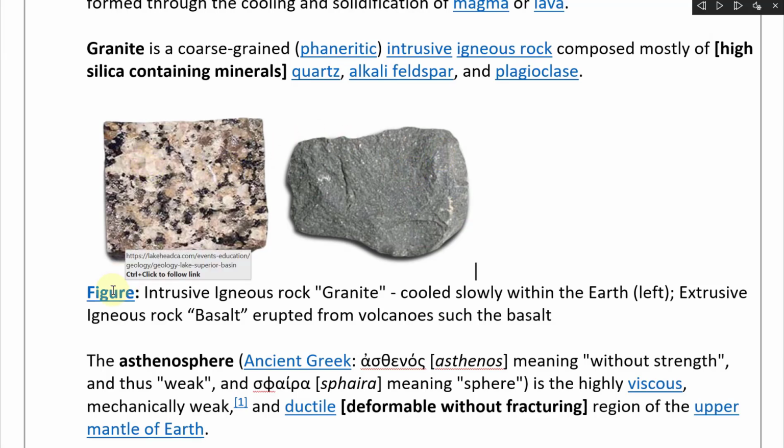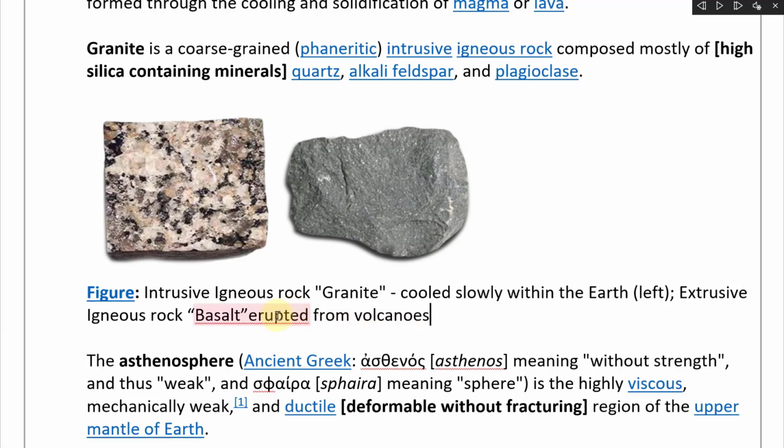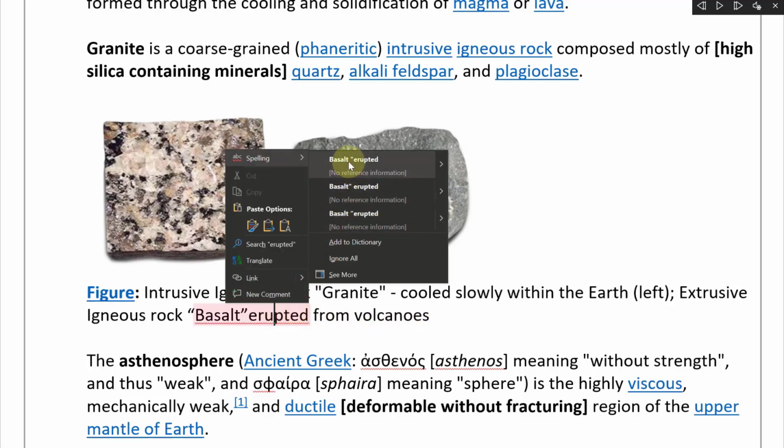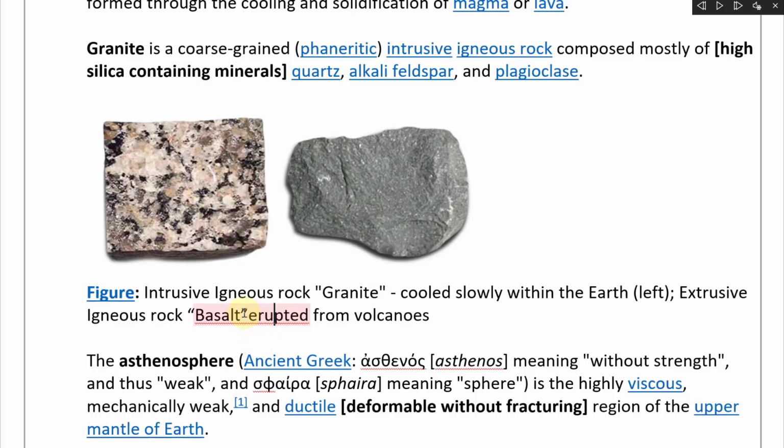So this figure is from lakeheadca.com. Intrusive igneous rock, granite, here on the left, cools slowly within the earth. And extrusive igneous rock, basalt, erupted from volcanoes. This is a typo that I made. So erupted. Where's that? Basalt erupted. Is this a space? Yeah, space.